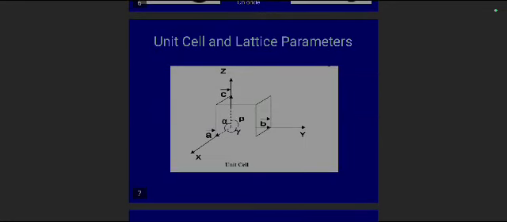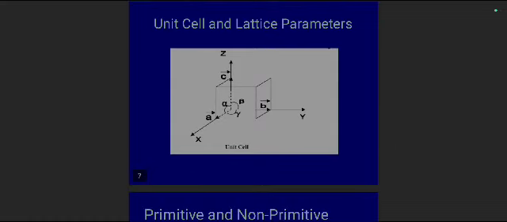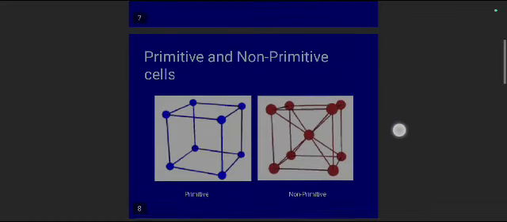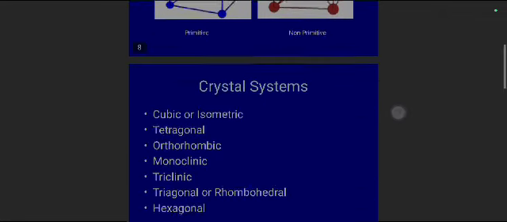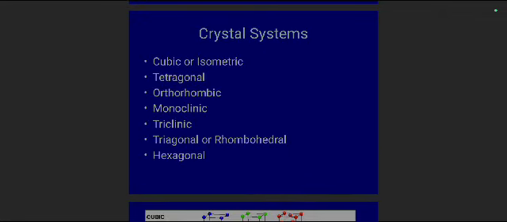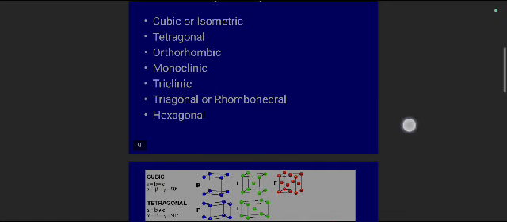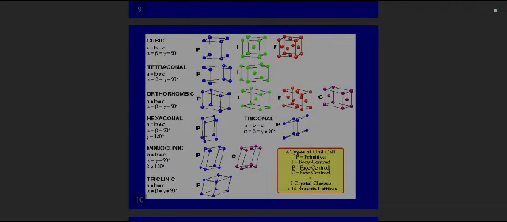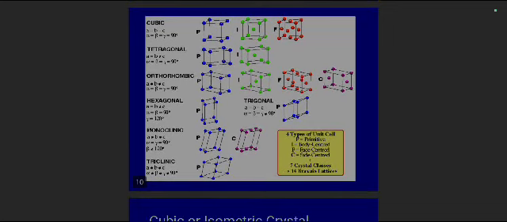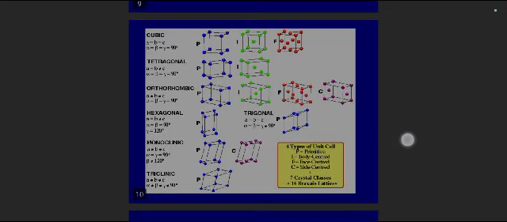Unit cell and lattice cell parameters diagram. This is the diagram of unit cell. Primitive and non-primitive cells. This is primitive and this is non-primitive. Crystal systems: cubic or isometric, tetragonal, orthorhombic, monoclinic, triclinic, trigonal or rhombohedral, hexagonal. Cubic, tetragonal, orthorhombic, hexagonal, monoclinic, triclinic, trigonal.